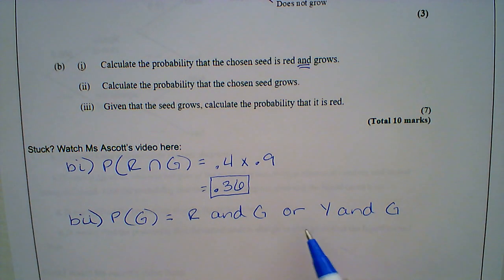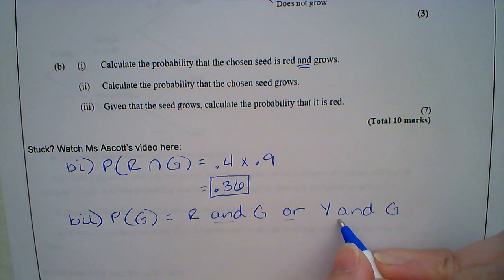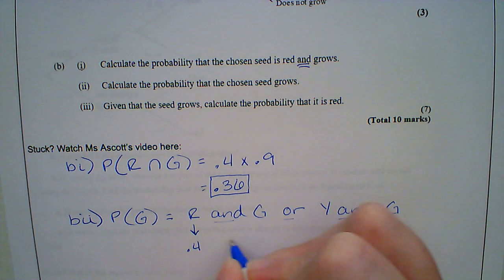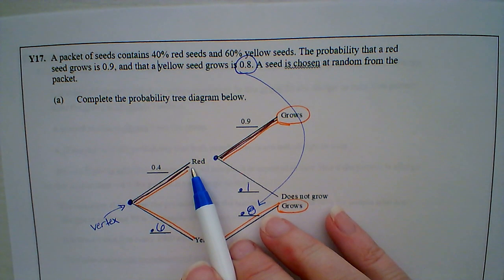Now, the nice thing about writing it out using these little words "and" and "or" is that it helps set up our math for us. What's the probability that I have a red seed? Well, that's going to be 0.4. And means multiply. So from a red seed, what's the probability that it grows? 0.9.